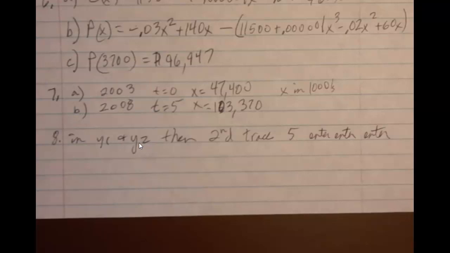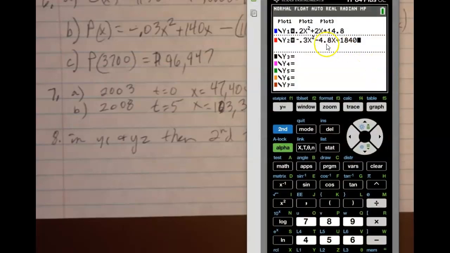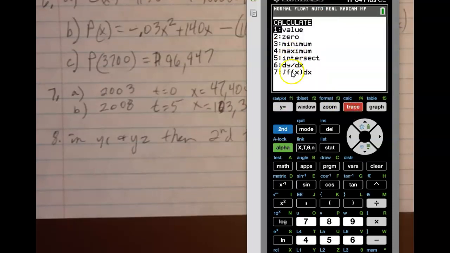For number 8, we're going to put the two supply and demand functions, and the supply function is the one that's a negative x squared because supply usually goes down. It starts with a higher price and then the price goes down as the quantities go up. So in y1, y2, and then we're going to do second trace 5, enter. So let's look at what that looks like. We have in y1 and y2 the two equations. We'll do second trace, intersect 5.